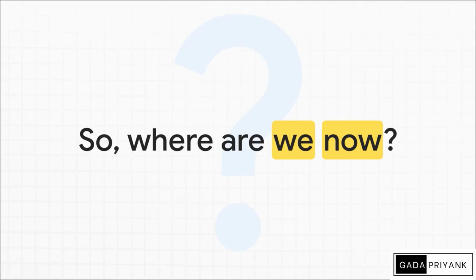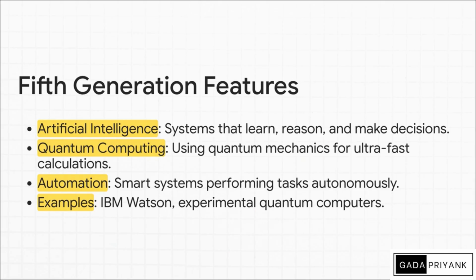The fifth generation is different. It isn't defined by one single piece of hardware, like a transistor or a chip. It's really defined by a whole new level of intelligence and new capabilities. We are now officially in the era of artificial intelligence. We're building systems that can learn and reason like IBM's Watson, and we're even experimenting with quantum computers that could solve problems we once thought were impossible. This is computing that starts to look a lot like thinking.